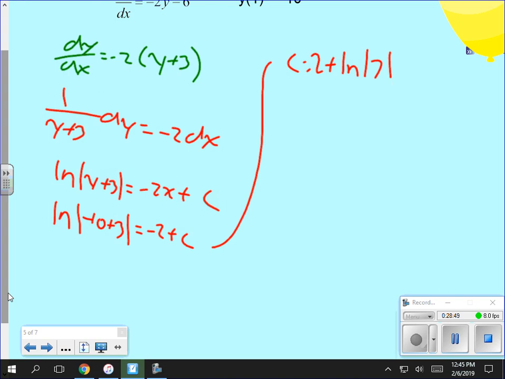So I have to go back to my original problem and plug the c in there. So I get the natural log of the absolute value of y plus 3 equals negative 2x plus 2 plus the natural log of the absolute value of 7.